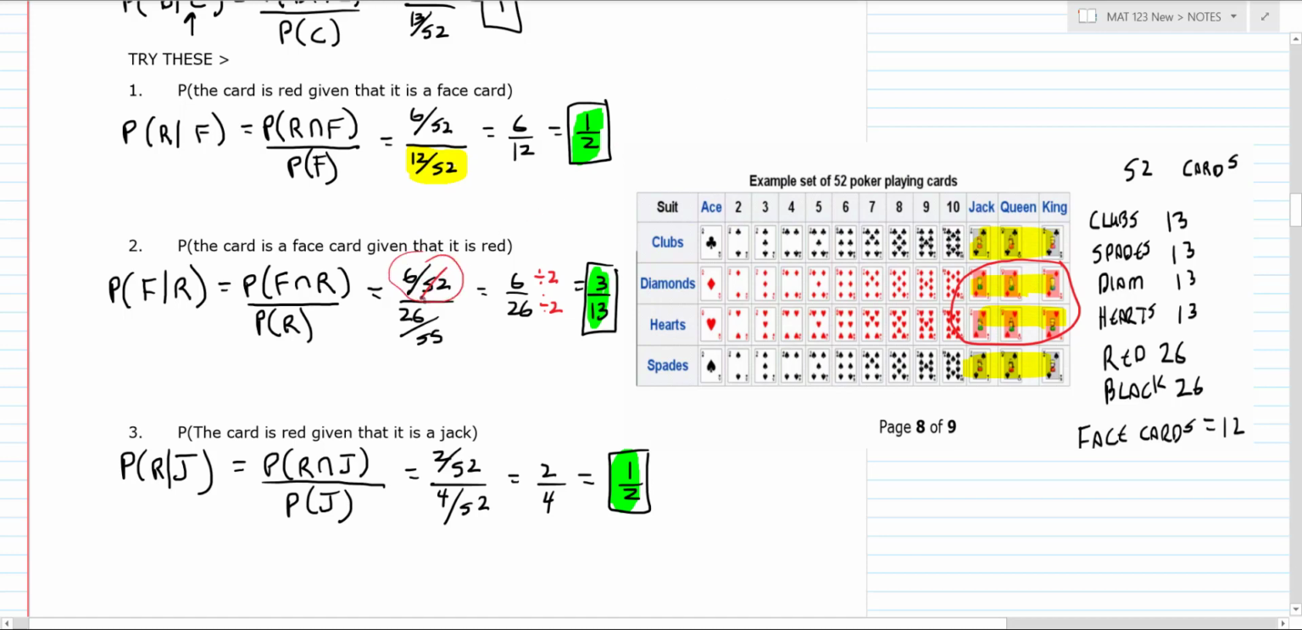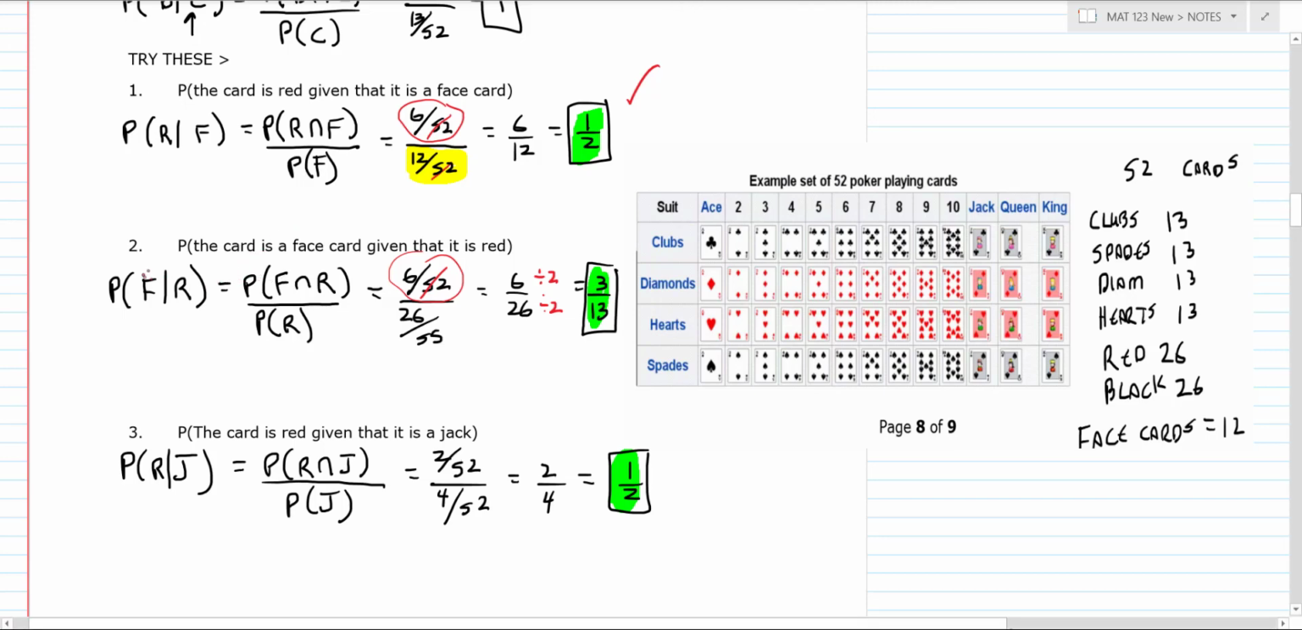Okay, what happens is the 52, whoops, I'm on the wrong problem. Okay, so we got that. That's 6 out of 52. The 52s cross out. 6 out of 12 is 1/2. Okay, so that's how we do that. All right. Okay, it's all a matter of identifying clearly what the set is that you're trying to count.